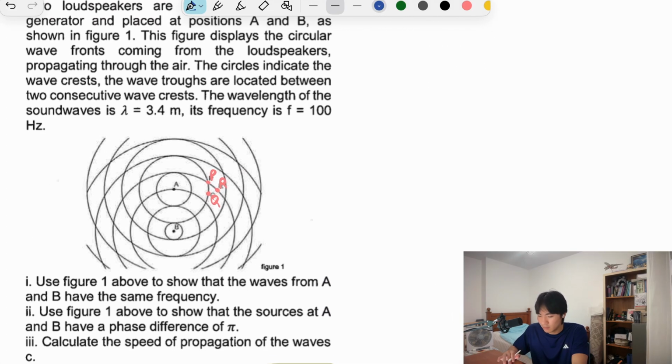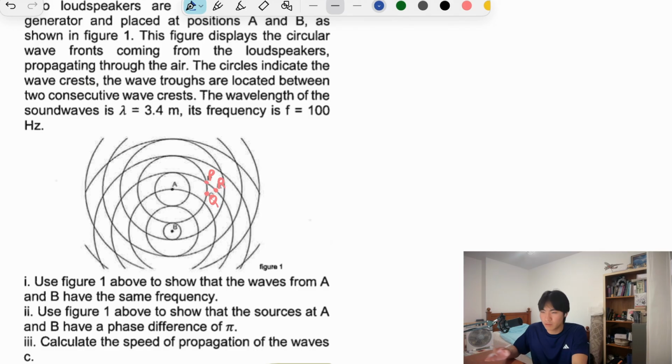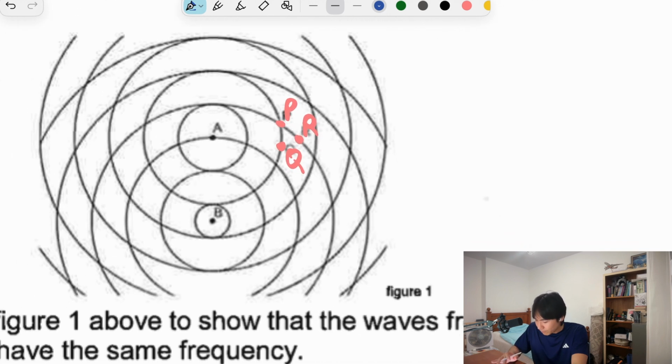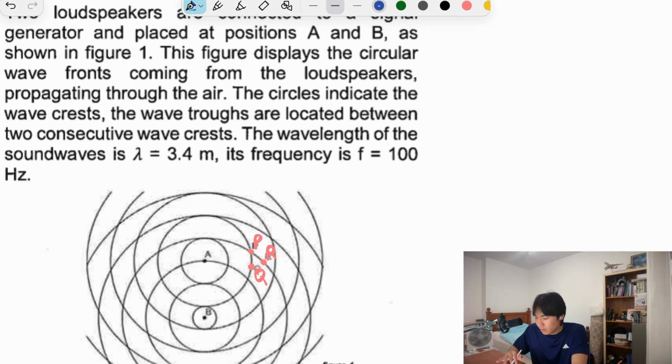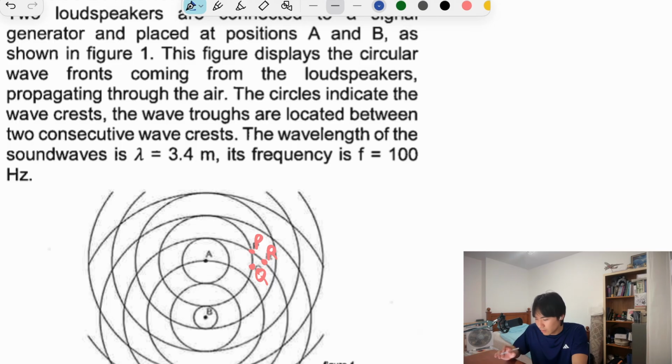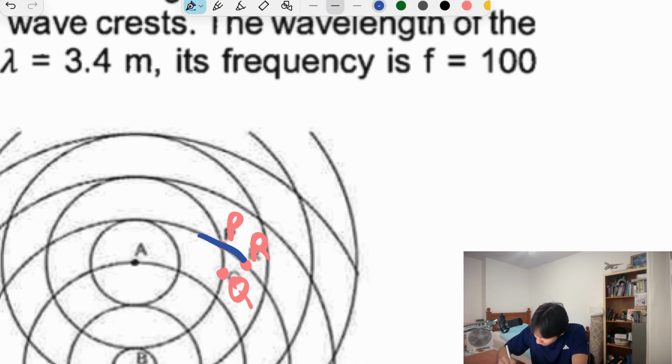If you can't, or if you manage, unpause the video and continue watching. And assuming that you just solved this, let's see if P is constructive or destructive. What did the question state about the circular positions? The circles in the diagram indicate the wave crest. So here, as you can see, two wave crests are meeting.